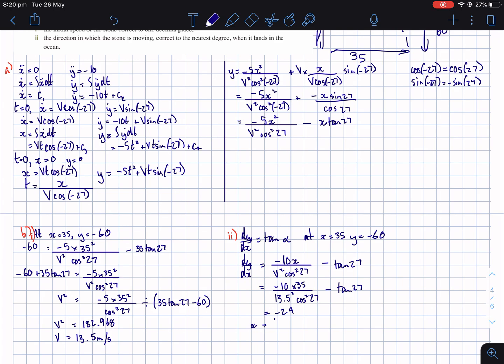So alpha must be arctan of the answer. This is, yeah, I'm not getting a good answer. I'm getting 71.1 degrees down from the horizontal. I'm going to leave you there while I try and see if this was correct.